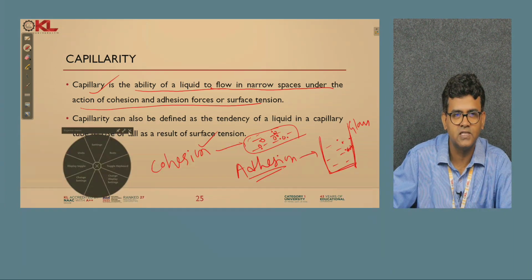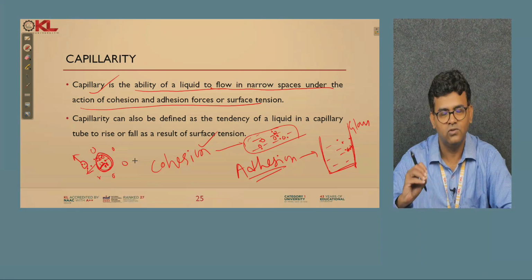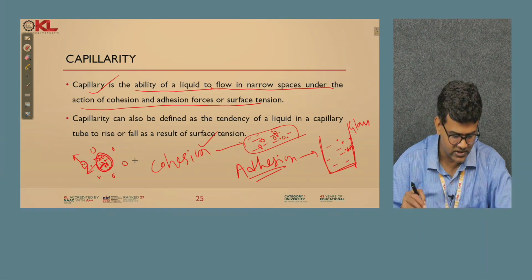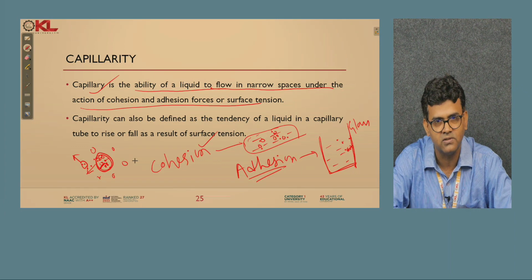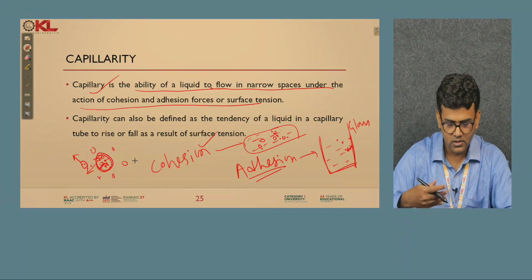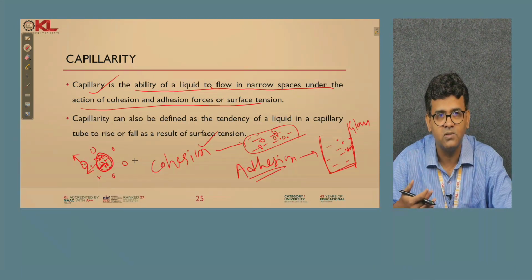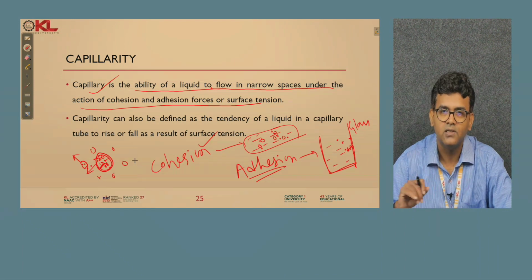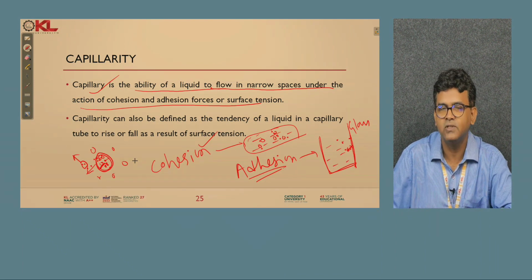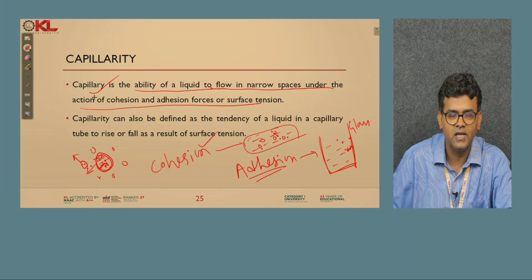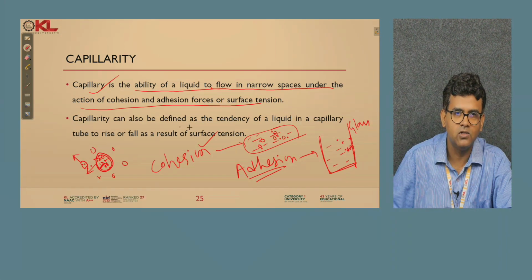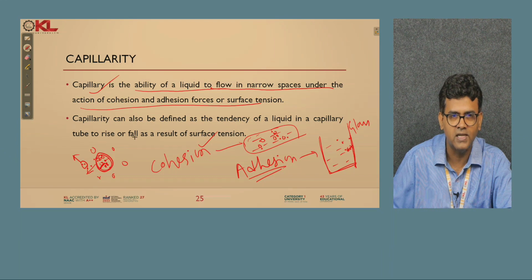So this surface tension is because of the cohesion and adhesion forces. If the cohesion and adhesion forces are there, surface tension comes into the picture. So when surface tension comes into the picture, then capillarity also comes. Here, the main focus is on the capillary. What is capillary? The ability of the liquid to flow in a narrow space is called capillary. This can also be defined as the tendency of a liquid in a capillary tube to rise or fall as a result of the surface tension.